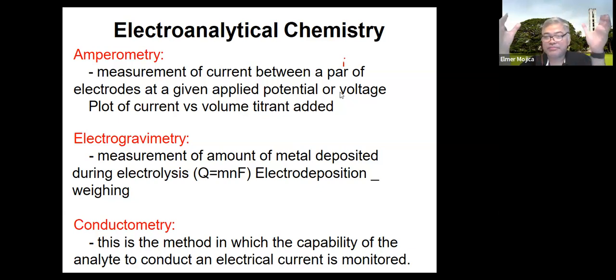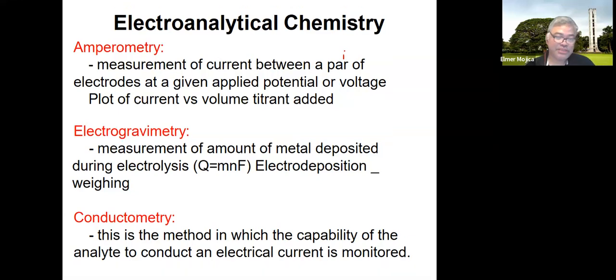So the faucet represents the chemical reaction in your solution that generates the electrical current, and the water droplets are like the flow of the current or electrons resulting from the chemical reaction, and the bucket is the amperometric electrode. So remember, it is current versus volume. Depending on the volume, it will generate some current.